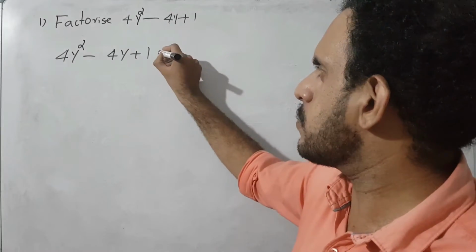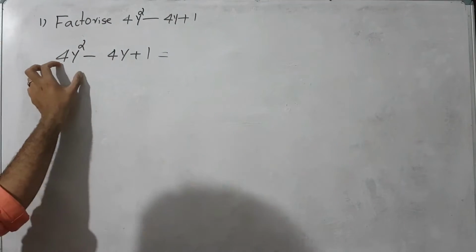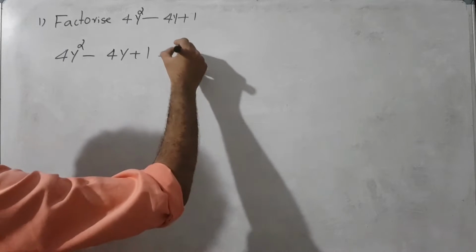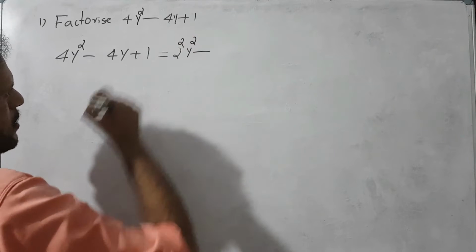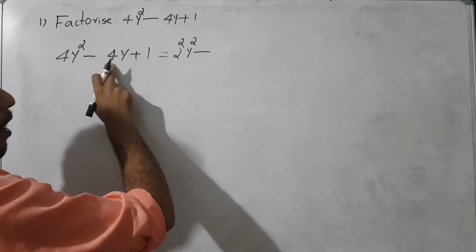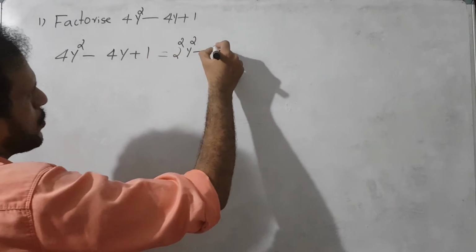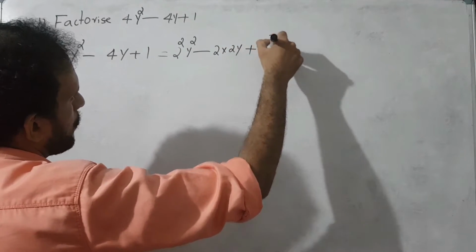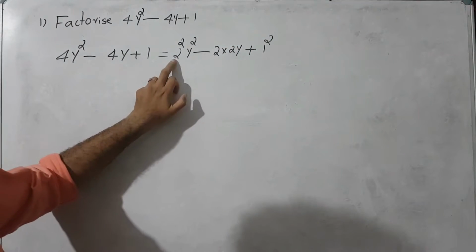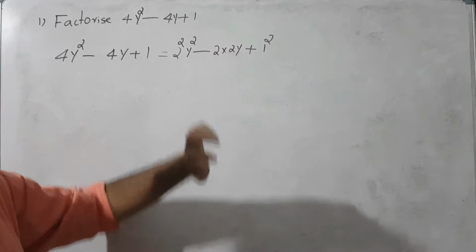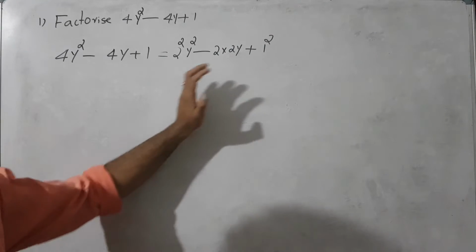So how to write? It is equal to, how to write the first term 4y square? How to convert 4 in the form of square? That is 2 square y square minus, just split the 4y as a product of 2. How to write 4 as a product of 2? That is 2 into 2y plus 1 square. Then you just check 2 into 1 is 2. Yes, 2 into 1 is 2. Correct. Then our splitting is correct.